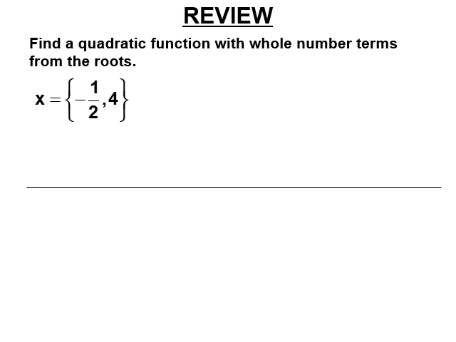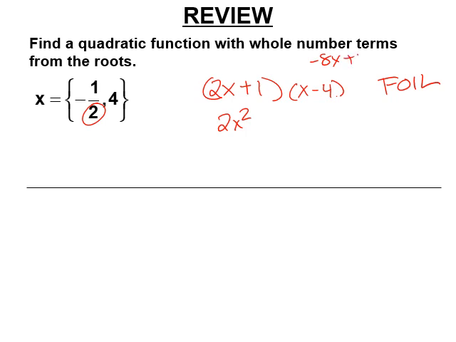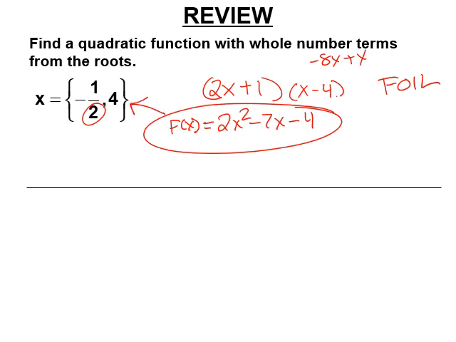Right? So we're going to work backwards here to figure out the quadratic function, a quadratic function. So 4 must go with x minus 4. That's what will make that equal 0. The denominator goes first, so it's 2x plus 1 to make a negative 1/2, right? And if you FOIL that, we will find the quadratic function. 2x times x, 2x squared. 2x times negative 4, negative 8x. 1 times x, x, so negative 7x. 1 times negative 4, negative 4. And we want to write a function, so f of x equals 2x squared minus 7x minus 4 is the quadratic function that has those roots.